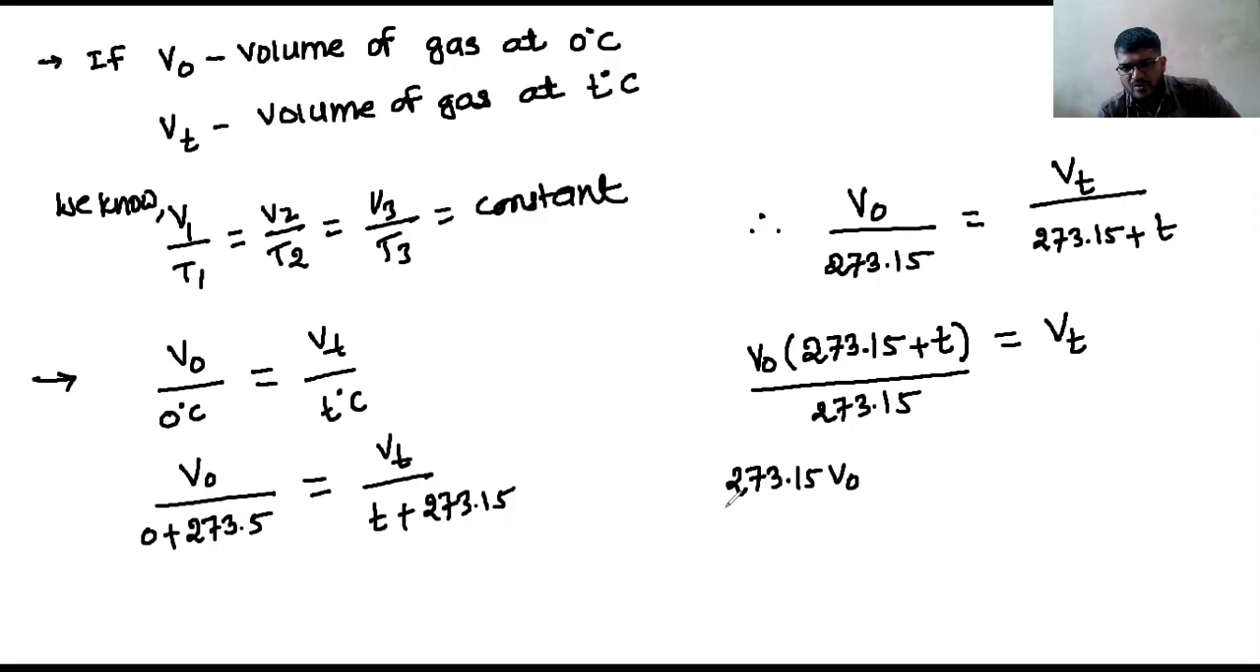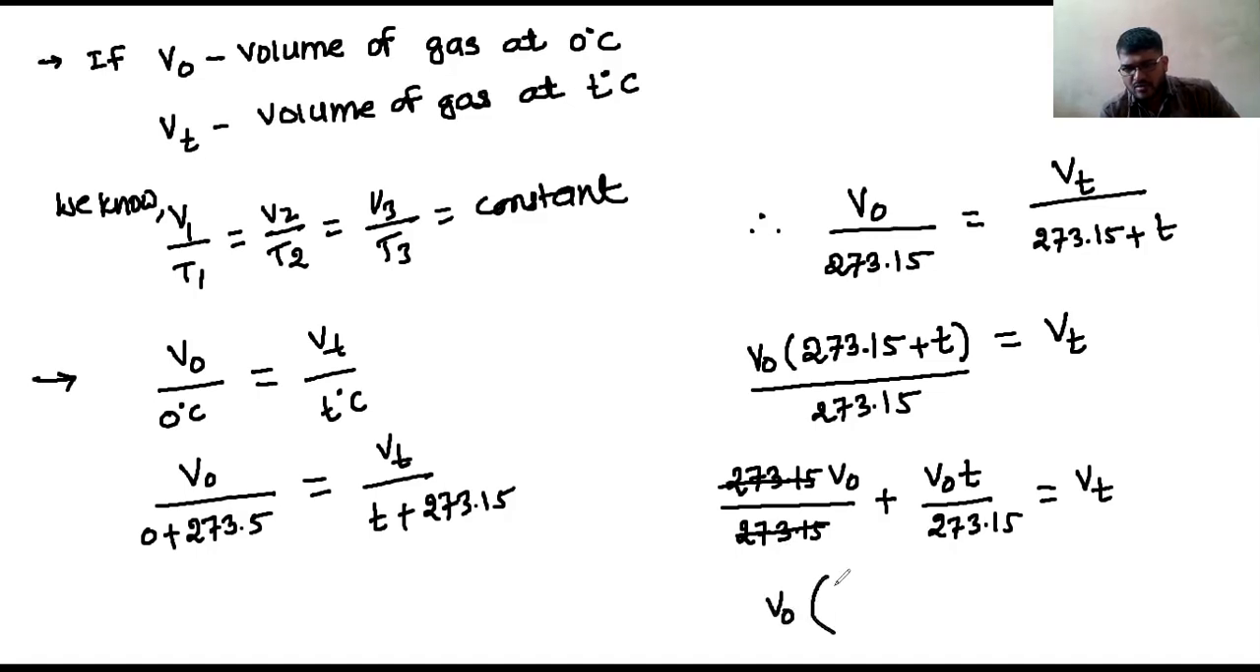V0 divided by its denominator 273.15. I am separating at the same time, plus V0 into T divided by 273.15 is equal to Vt. Now this and this will get cancelled, and I am taking common V0. If I am taking V0 common, what is left here? Nothing, means 1, plus here T by 273.15, and this is equal to what?